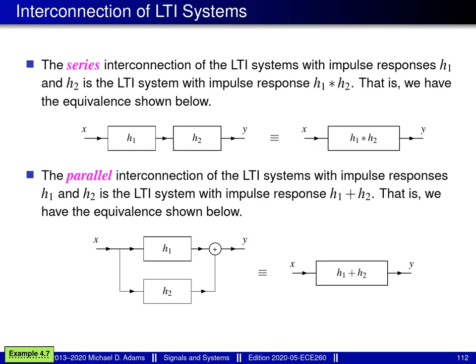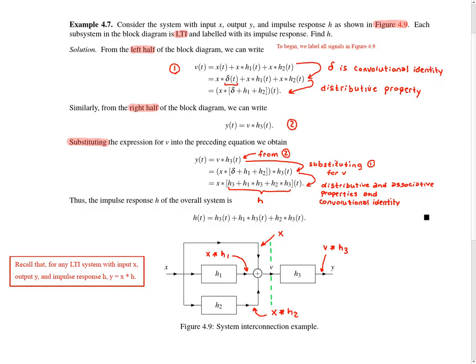At this point, I'd like to consider an example to further illustrate some of the concepts introduced on this slide. And in particular, I'd like to do example 4.7. In this example, we're given a system with input x, output y, and impulse response h, as shown in the figure at the bottom. In other words, we have our system with input x on the left and output y on the right. And we're told that the system consists of a number of LTI subsystems that are labeled with their impulse responses.